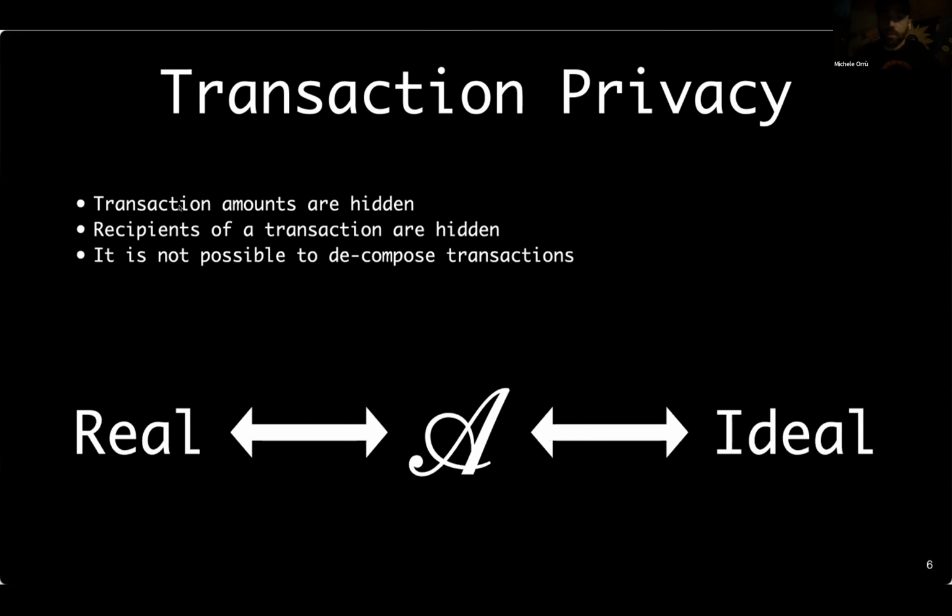Additionally, we introduced this new notion of transaction privacy, where essentially we say that from a transaction, you cannot learn anything about the transaction amount. So the values are hidden, the recipient addresses, or which inputs and outputs belong to the same constituent transaction once aggregated with another transaction.